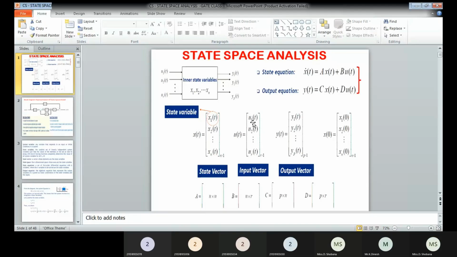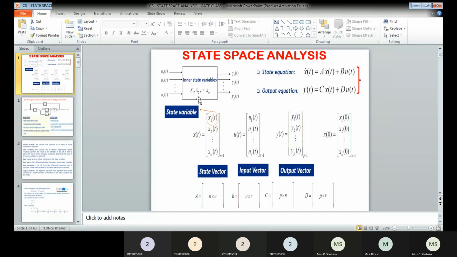In this class, we will discuss the state space analysis of the control system. In the control system, we will have two parameters: one is the input variable, the other is the output variable. So here we will have the control system. In that control system, we will have system parameters. These system parameters are also called state variables.